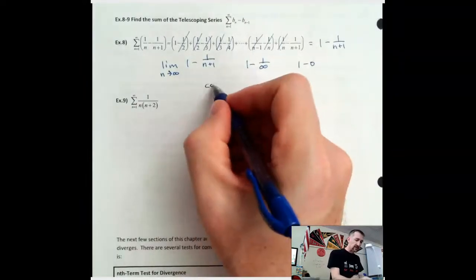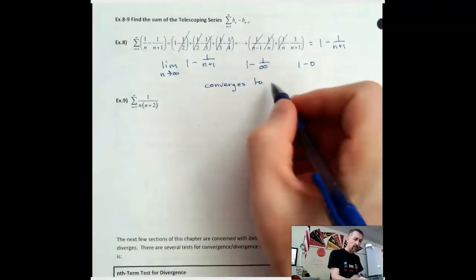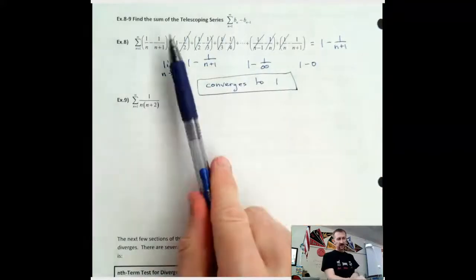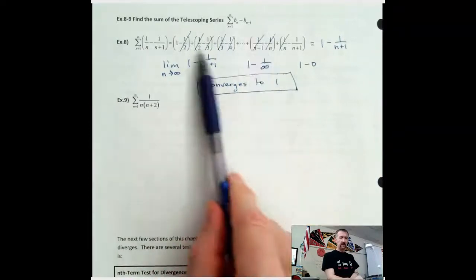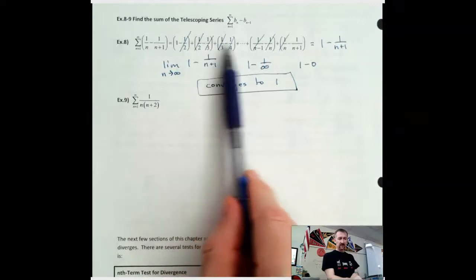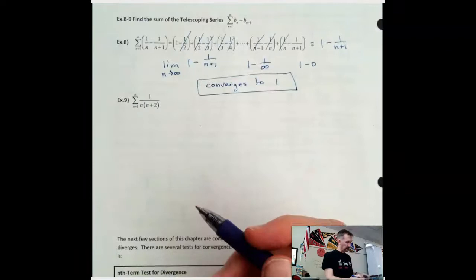So this converges to 1. Now those telescoping series, they can be a little bit more complicated than that in the middle. So they could be skipping some things, but you can still find that pattern where everything is going to end up canceling. Okay?